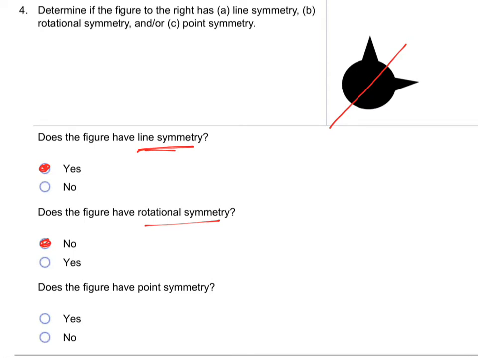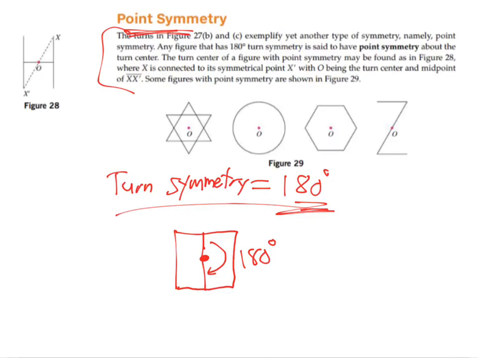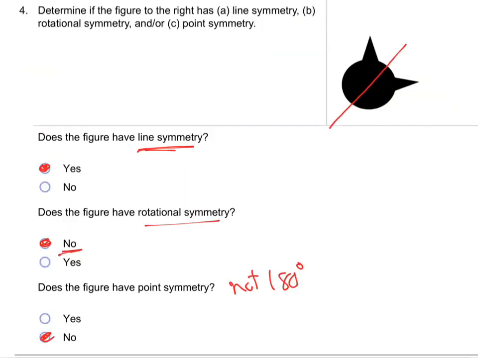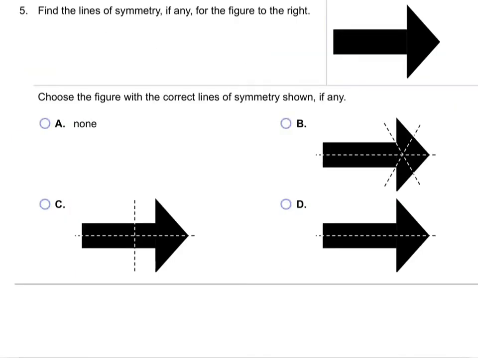How about, does it have point symmetry? How do you decide point symmetry? Yeah, they're simply asking, does it have a half turn, 180, or not? No, because it didn't have any rotational symmetry, so it does not have 180 degrees. So it doesn't have point symmetry, right? That was the test for point symmetry right here. Turn symmetry of 180, that is point symmetry. So there we go. Stop me if you want to talk about it.